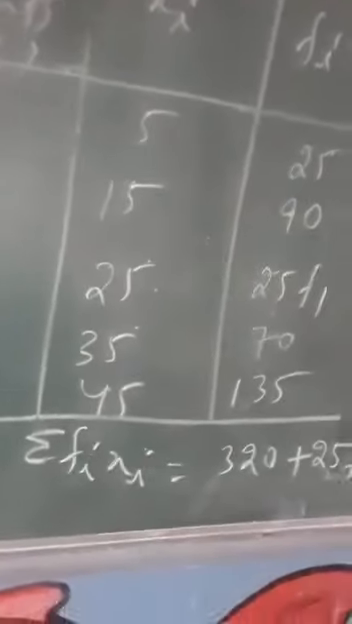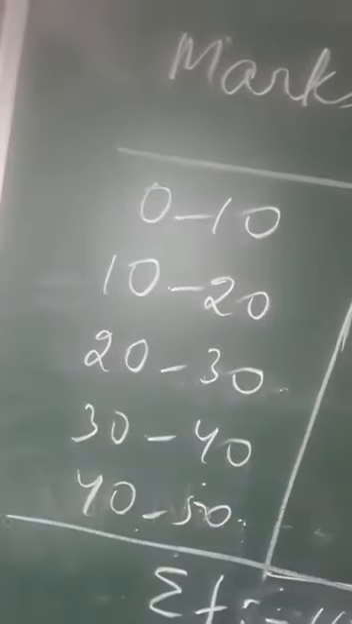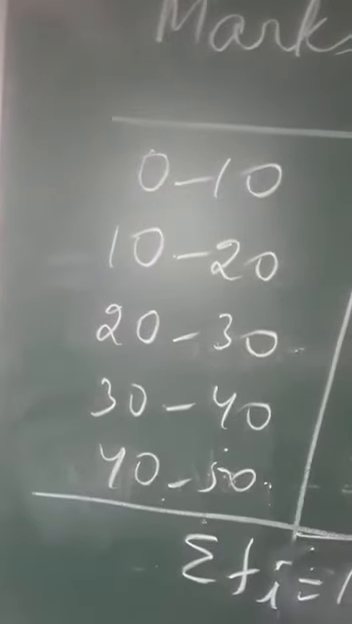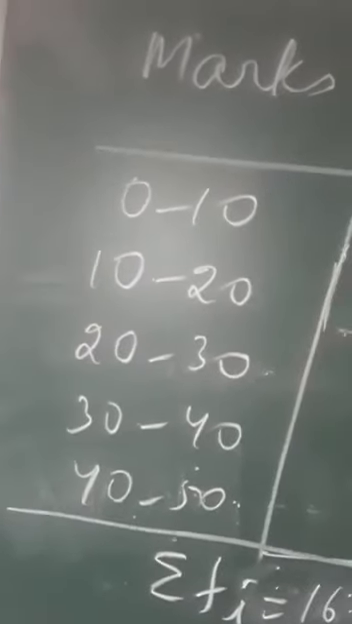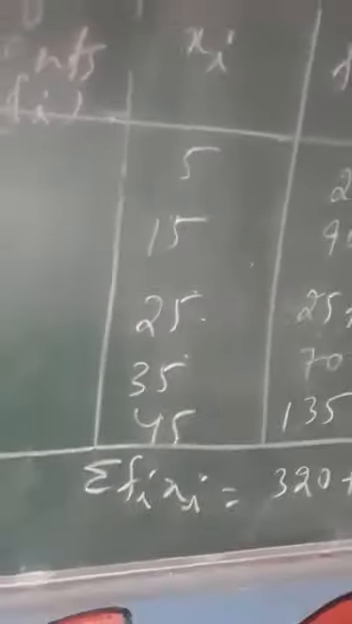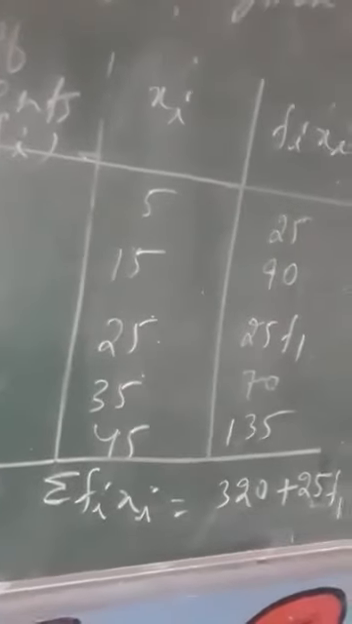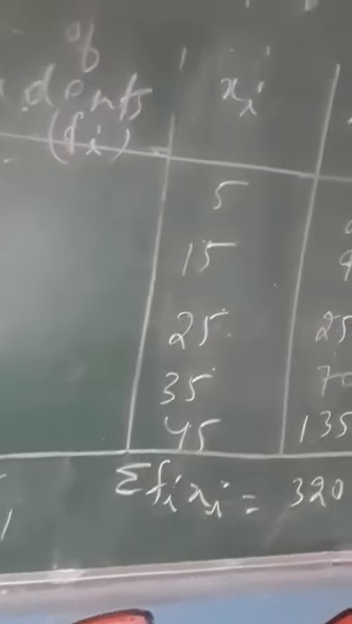Now how can we proceed? First of all, we have to find the class mark as usual. We find the class mark by taking the sum of the upper and lower limit of any class interval and dividing it by 2. So we add 0 and 10 and divide by 2 to get 5. Then we obtain the next consecutive class marks by adding 10 to the previous class mark.